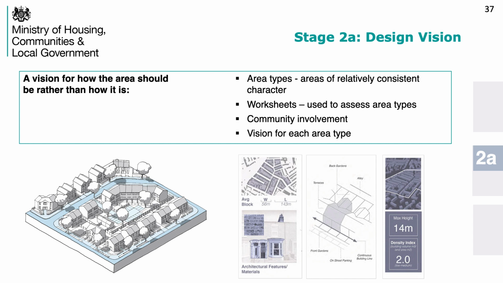Importantly, when we're thinking about these area types in terms of rules, we're not so much interested in what they look like now. We're interested in the vision we have for their future, how we wish the area to develop. So, for example, if you're looking at a suburban area where the local plan policy is to seek intensification, the code would reflect that intensification and would provide the rules to allow that to proceed.